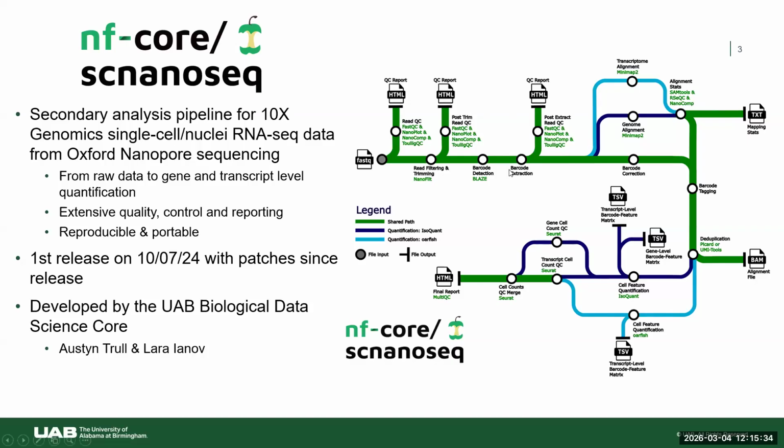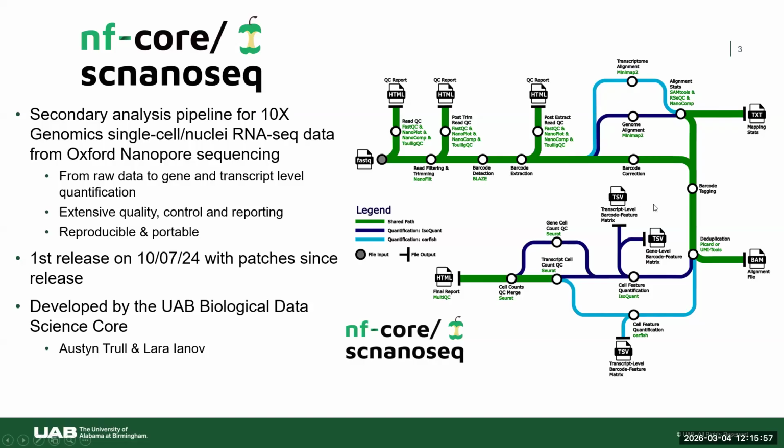The next step is barcode detection. This, again, is single-cell 10x Genomics data, so the libraries will contain cell barcodes. To quantify appropriately, you need to be able to detect them as well as extract them. Detection is done with Blaze, and extraction is done through a custom script. After that, we start the alignment steps as well as barcode correction.